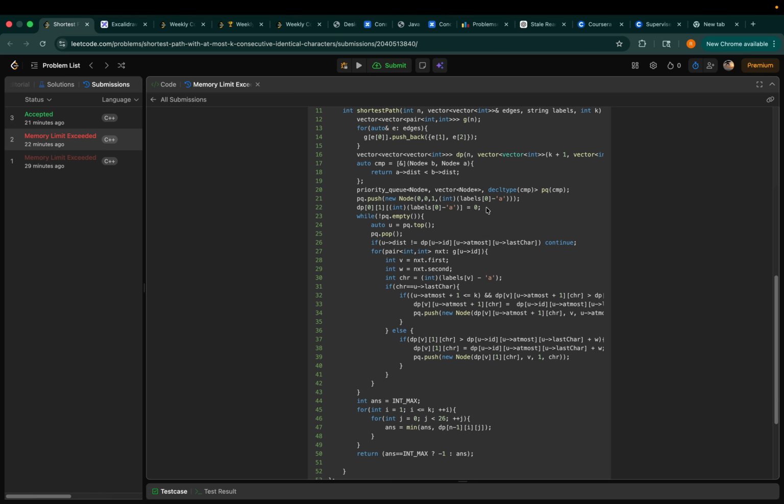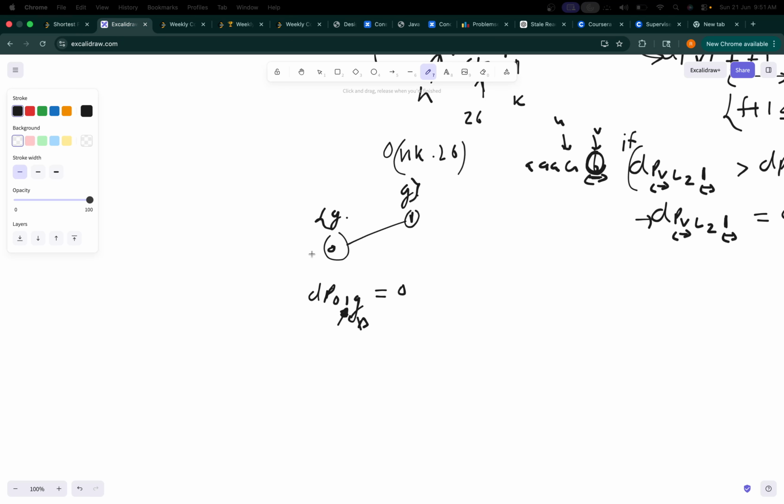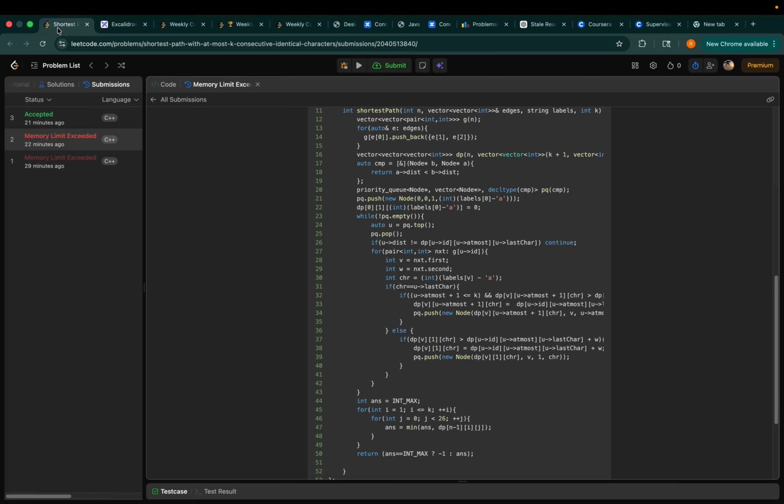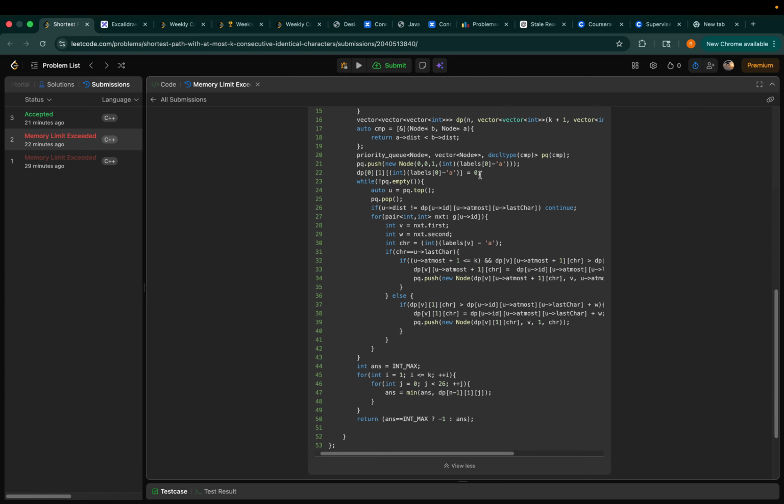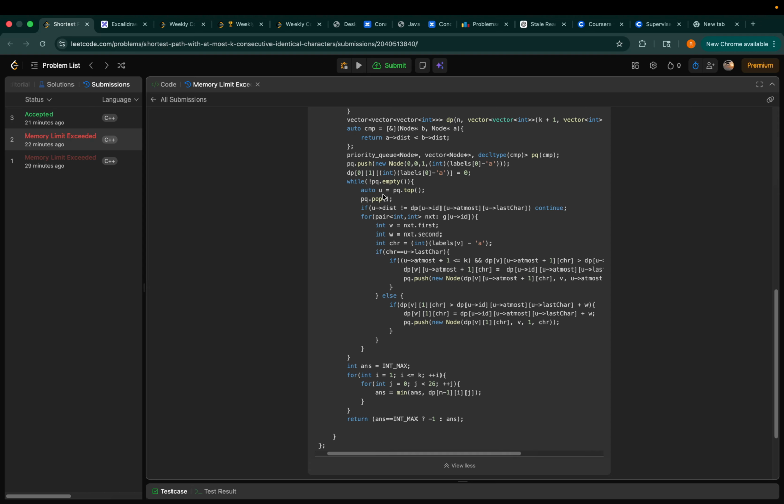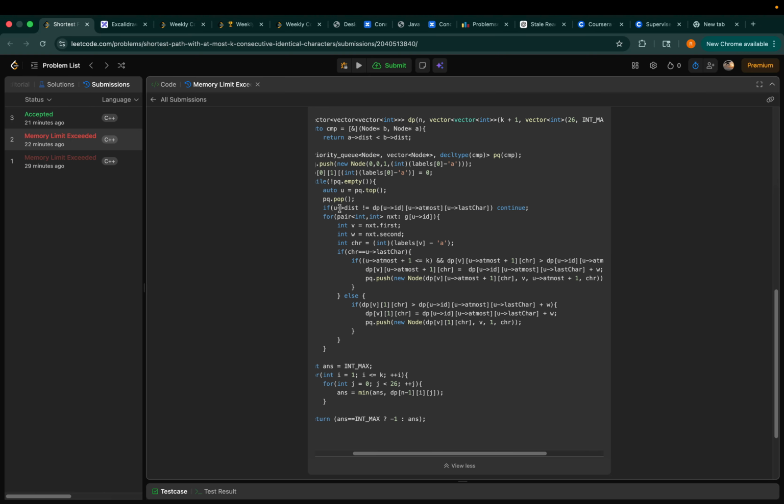Initialize the distance with 0 because we are starting from node 0. So distance will obviously be 0, and we want to reach till n minus 1 node. Yeah, I did that, and then just the standard Dijkstra. If the distance is not equal to what we saw earlier, just continue.